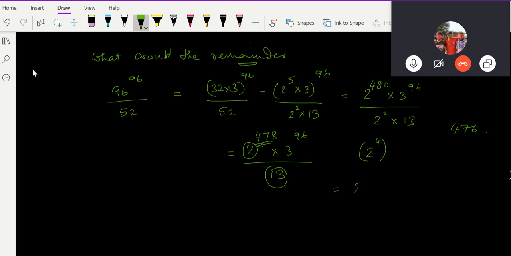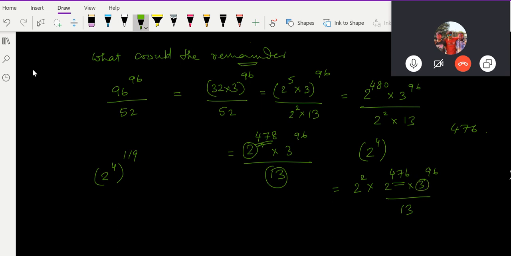Can I write this as 2 square into 2 to the power 476 into 3 to the power 96 by 13? Yes. So now 476 is divisible by 4. That means 2 to the power 4, whole to the power 119. Correct? Similarly, I will do with 3.